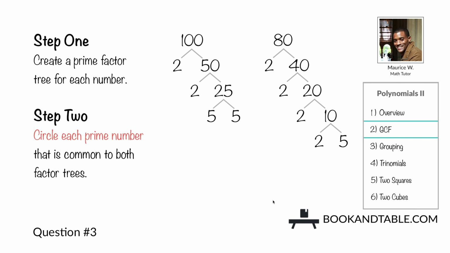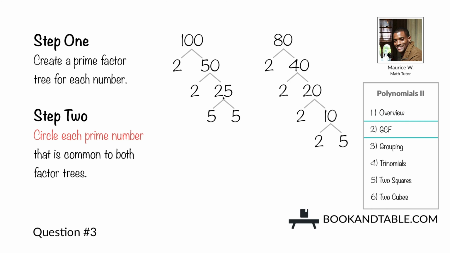And now question number 3. You are asked to find the greatest common factor of 100 and 180. Step 1, create a prime factor tree for each number. 100 is even, so we can start by dividing it by 2, giving you 2 times 50. 50 is even, so you can divide it by 2, giving you 2 times 25.